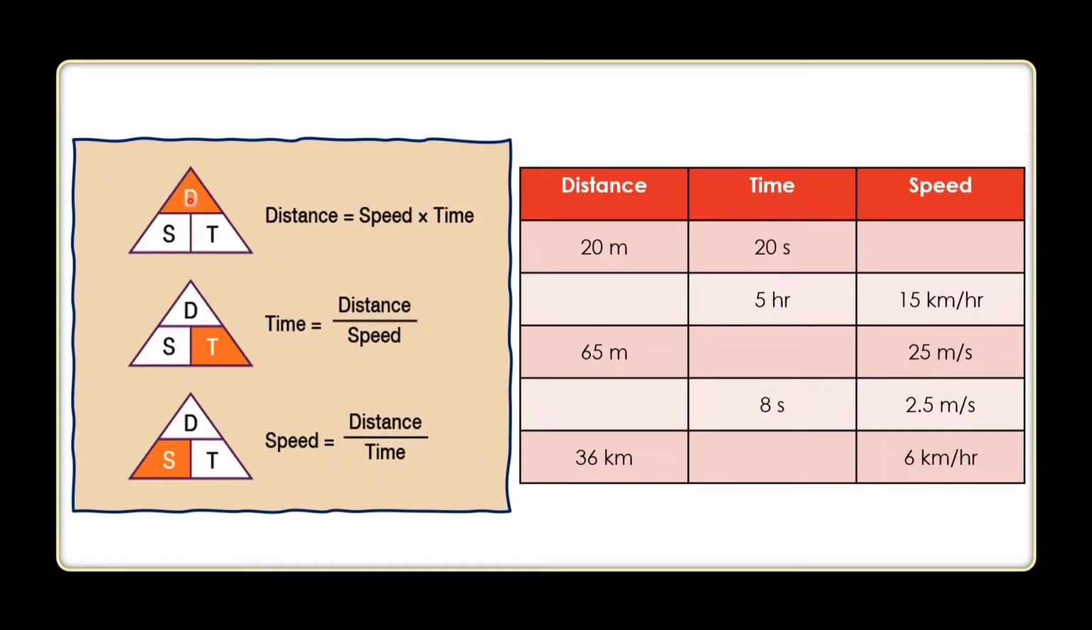Since ang S at T ay magkatabi, sa math, kapag ang variables ay magkatabi, ang operation na gagamitin mo ay multiplication. Kaya ang formula for distance ay speed times time. Kapag ang hinahanap naman ay time, yung T naman ang tatakpan natin at may iwan ng D na nasa taas over S na nasa baba. Kaya ang formula for time ay time equals distance divided by speed.